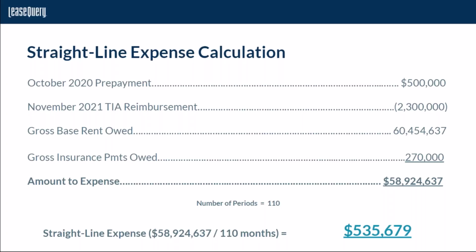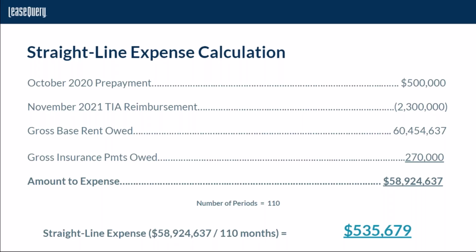line expense, we want to take all of the payments that we owe for rent and then divide them by the number of periods we're actually using the asset, and then that will give us our straight line amount we recognize. We've got our prepayment included because that payment, even though it's being made before the lease begins, is for the period, right? So we are going to remove the tenant improvement allowance reimbursement as well.